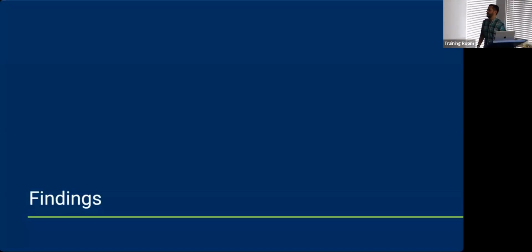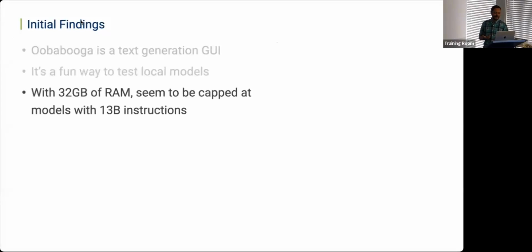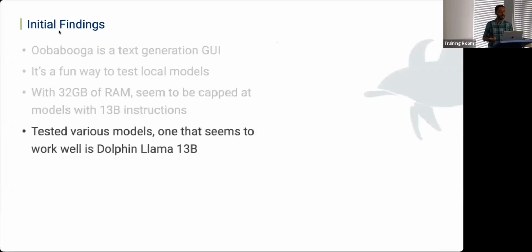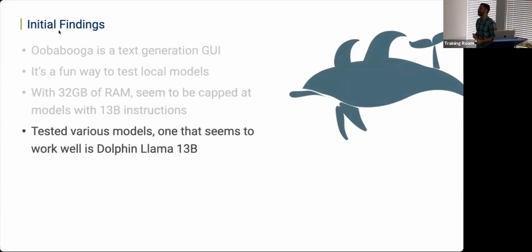So some of the initial findings: I found this application called Oobabooga. It's a text generation GUI. It's a fun way to test these models locally, which is really cool. And with 32 gigs of RAM, I seem to be capped at models that have about 13 billion parameters, which is pretty good because there's a lot of them out there. And I tested one specifically called Dolphin Llama, which is pretty interesting.